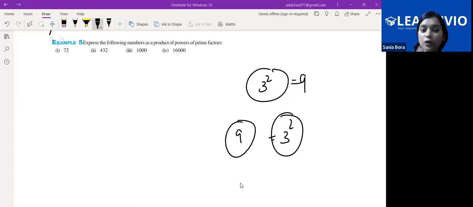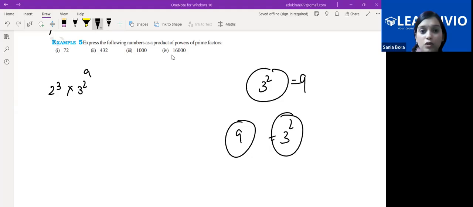So for the first one, what do you get? 2 raised to the power 3 and 3 raised to the power 2 now. Yes? Yes or no? Because you got 9 multiplied by 2 raised to the power 3. So 9 would be this 3 raised to the power 2. Clear? Yes, Hepzibah? Yes, ma'am. Okay.